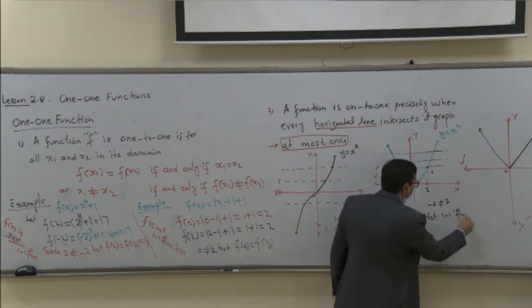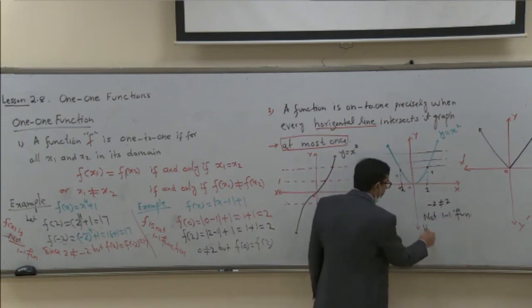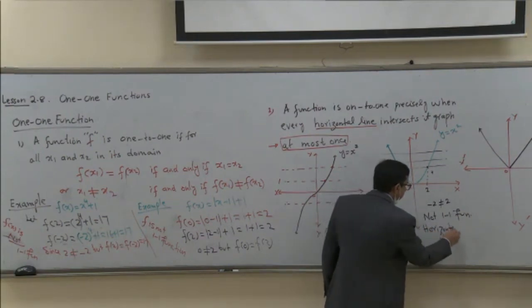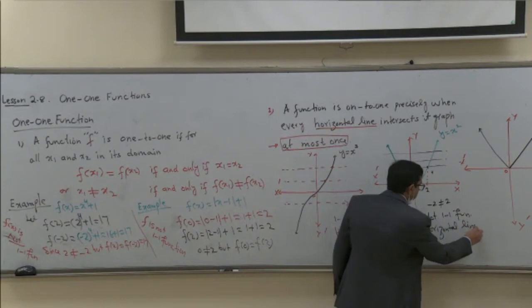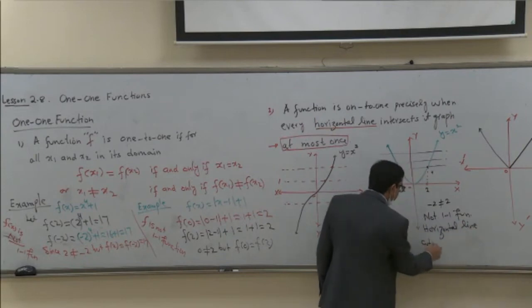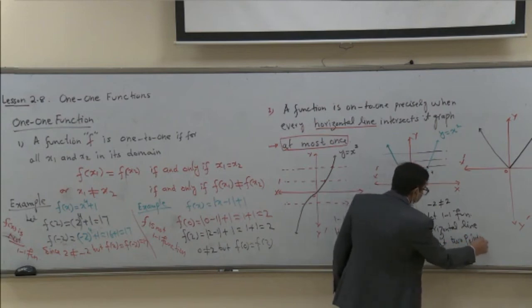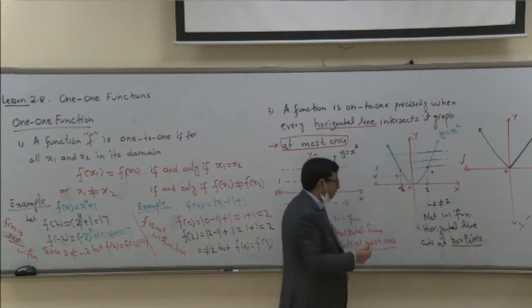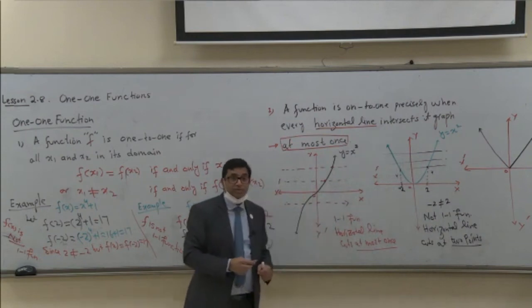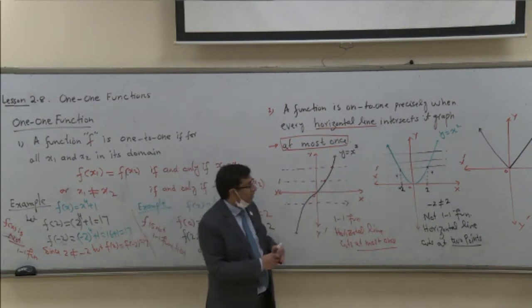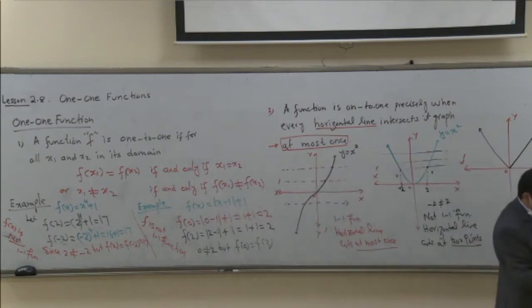Not one-one function. Reason: horizontal line cuts at 2 points. In any way you can justify, but the logic should be this one. I have seen some papers, okay, discuss later. Tell about this one now.